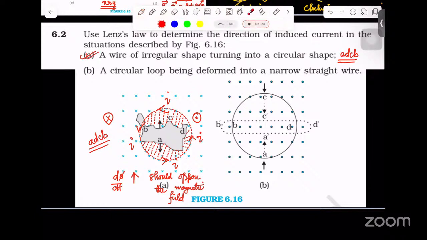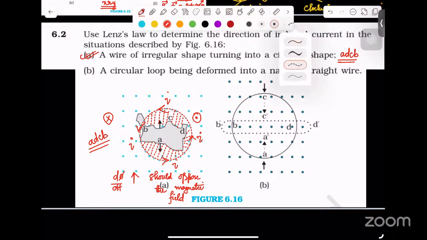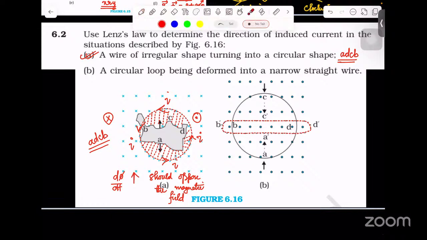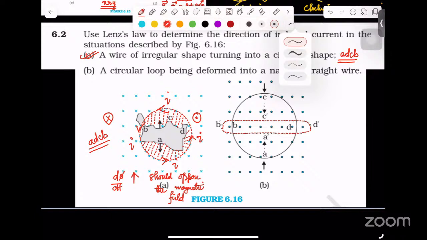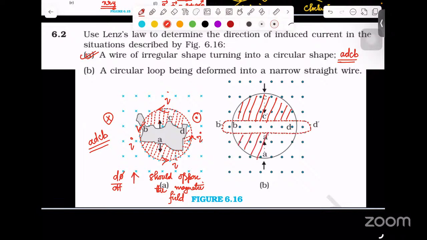In the second bit, we are saying a circular loop is being deformed into a narrow straight wire. Okay, this was a circular loop earlier, but now it is being deformed like this into a narrow straight wire. And in this case, what should happen? This much amount of area of exposure to the magnetic field is actually decreasing in this case, okay. This much is increasing, but as you can see visually, the total net area exposed is being decreased, okay.